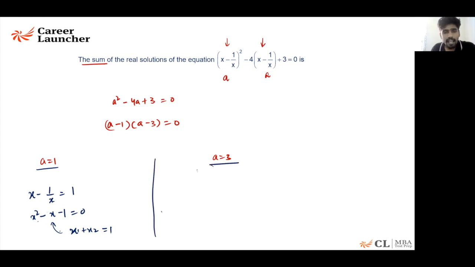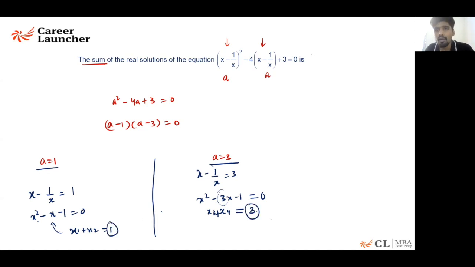In this case, x minus 1 by x is equal to 3. So x square minus 3x minus 1 equal to 0. B is negative, C is negative, A is positive. B square minus 4AC is bound to be greater than 0. So these are also 2 real roots. What is the sum of real roots here? If x3 and x4 are the roots over here, what is x3 plus x4? It is going to be minus b by a, which is equal to minus of minus 3, which is equal to 3. So 1 here, 3 here. What is the sum of all real roots of this 4? That should be our answer.